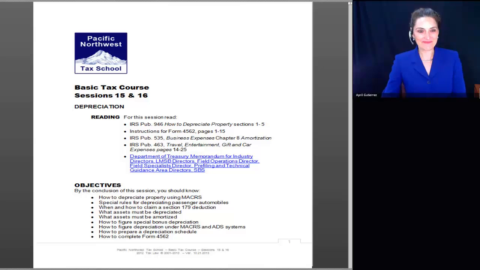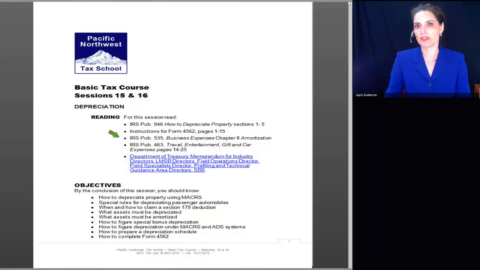So let's get going. So of course the starting point of today's class is IRS reading assignments. And the information you see in the manual that I have in front of you all comes from these publications. And we have IRS Publication 946, How to Depreciate Property, Instructions for Form 4562, IRS Publication 535 on business expenses.